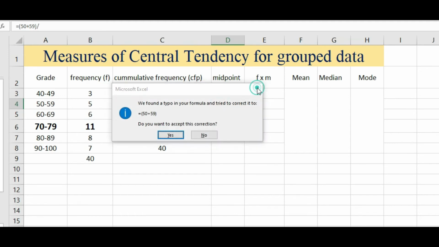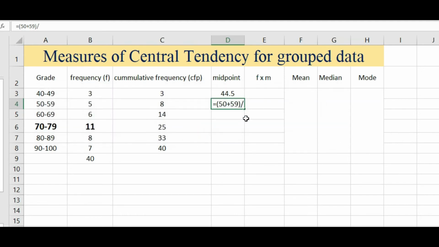Divided by 2. And lastly, 90 plus 100 divided by 2.